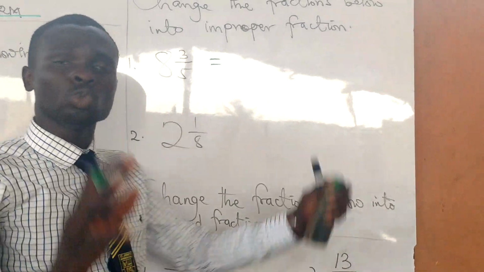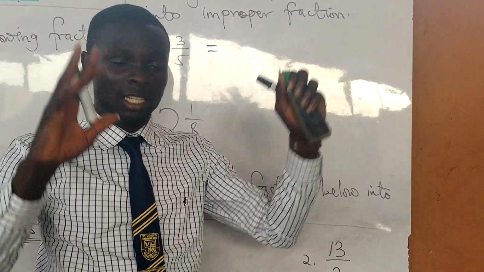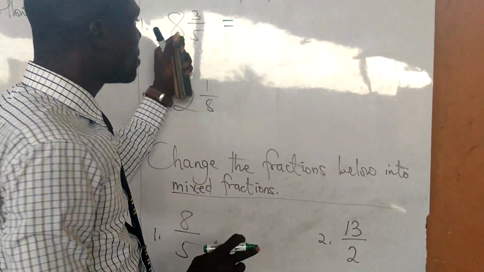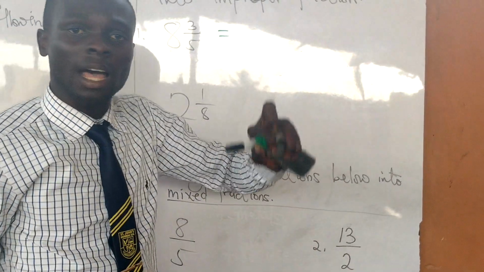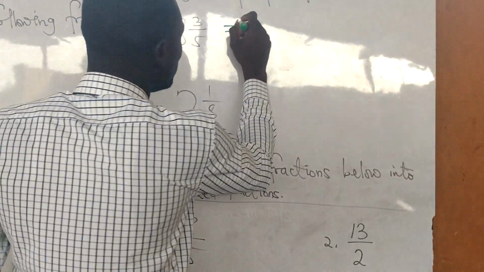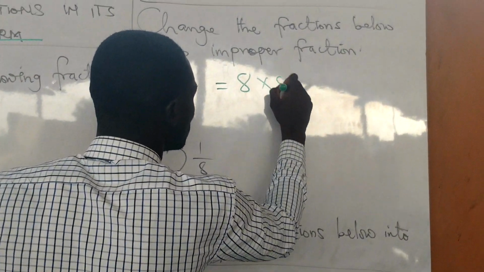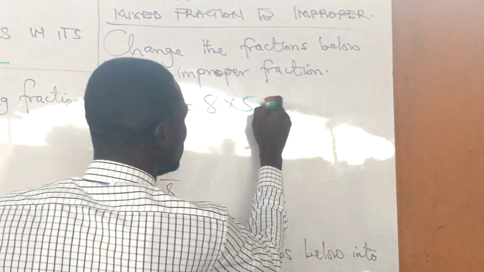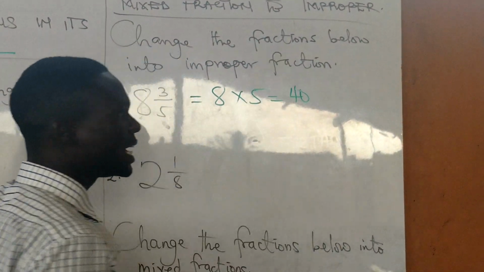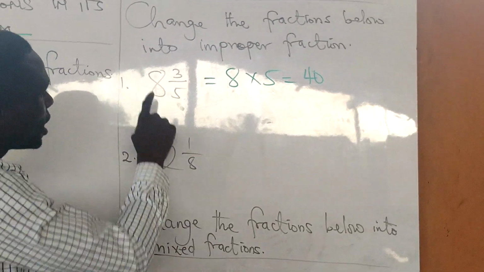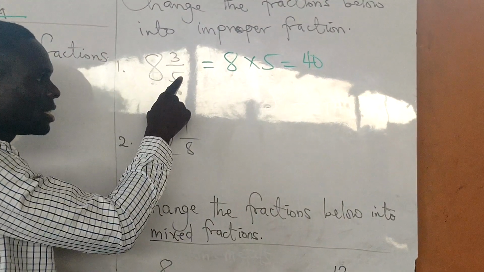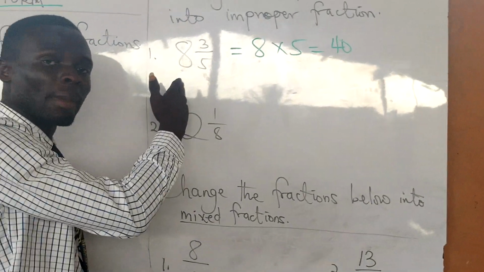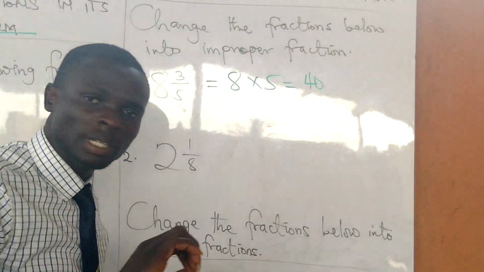If you are able to locate the whole number and the denominator, multiply the two numbers. So whole number is 8, denominator is 5. So I'm going to say 8 times 5. Now if you multiply 8 times 5, what are we going to get? We are going to get 40. Multiplying this times this is going to give you 40. So we multiply the whole number times the denominator.